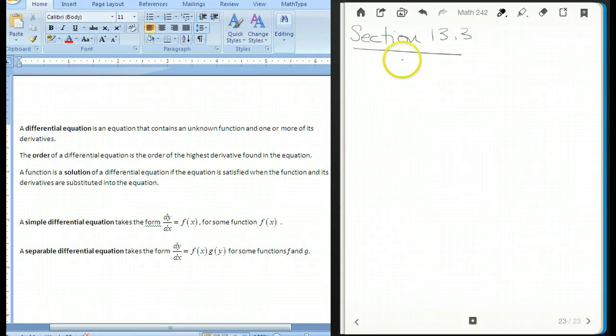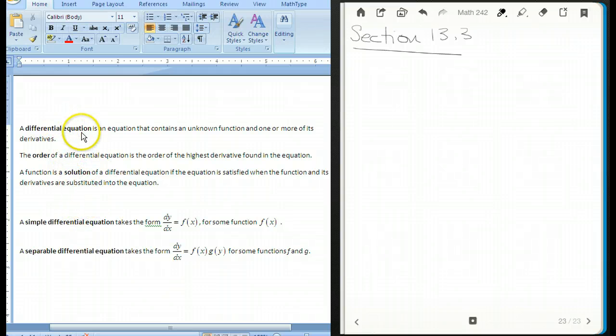Hi Math 242. In this video we're going to talk about section 13.3, which is solving a special kind of equation. The equations in this section that we're going to be solving are what are called differential equations. Let's first talk about what a differential equation is, and then we'll work out how to find them.